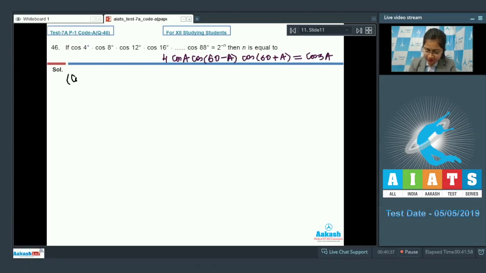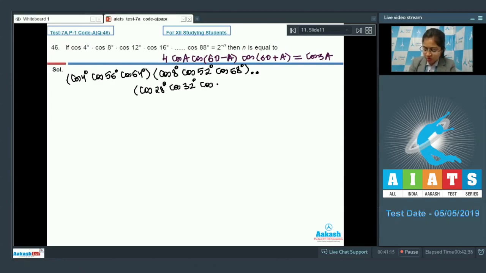So let us write cos 4 degrees into cos of 56 degrees into cos of 64 degrees in one bracket, multiplied by cos 8 degrees into cos of 52 degrees into cos of 68 degrees in another set, and so on. We will write it up to cos of 28 degrees into cos of 32 degrees into cos of 88 degrees, and cos 60 degrees will be left aside.